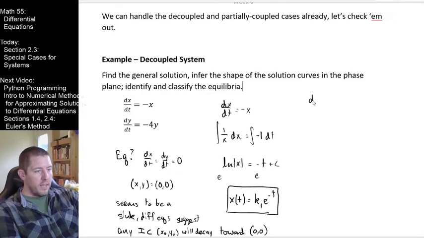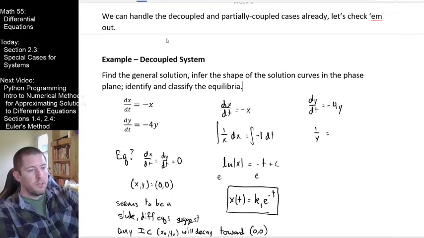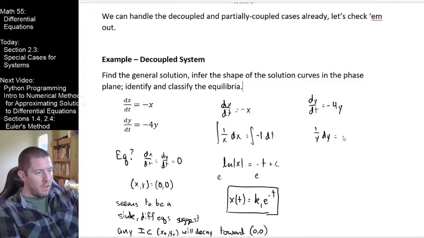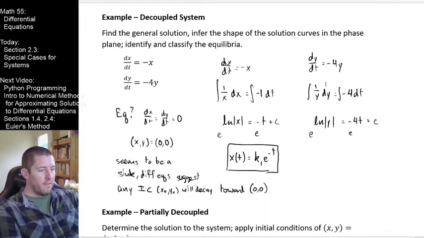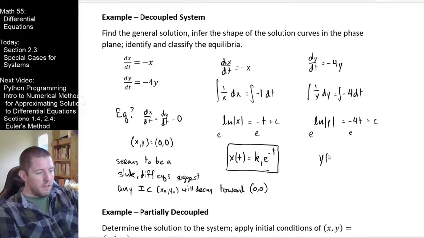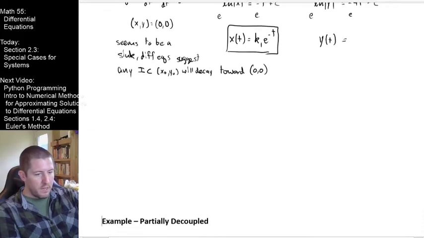And hopefully you're seeing that we're going to get essentially the exact same action here for dy dt. So it looks like this is going to be 1 over y dy equals negative 4 dt. We're going to integrate both sides. I'm going to get my natural log of y equals negative 4t plus c. We're going to exponentiate with base of e on both sides. And what are we left with? We're left with y as a function of t. Let's get this guy out of there.